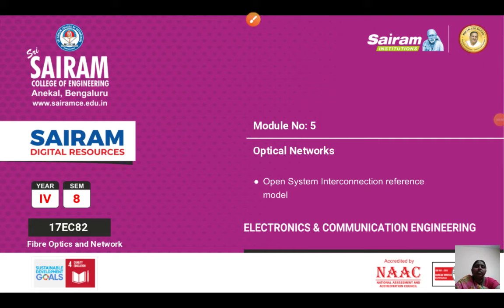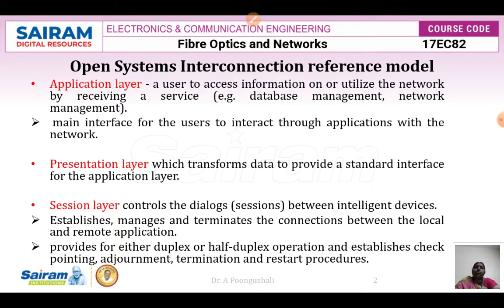So good morning students. Now in continuation with your optical network transmission modes, we'll go for your Open System Interconnection reference model. So we know that there are going to be 7 layers in your OSI reference model. So first, the highest layer is going to be your application layer.